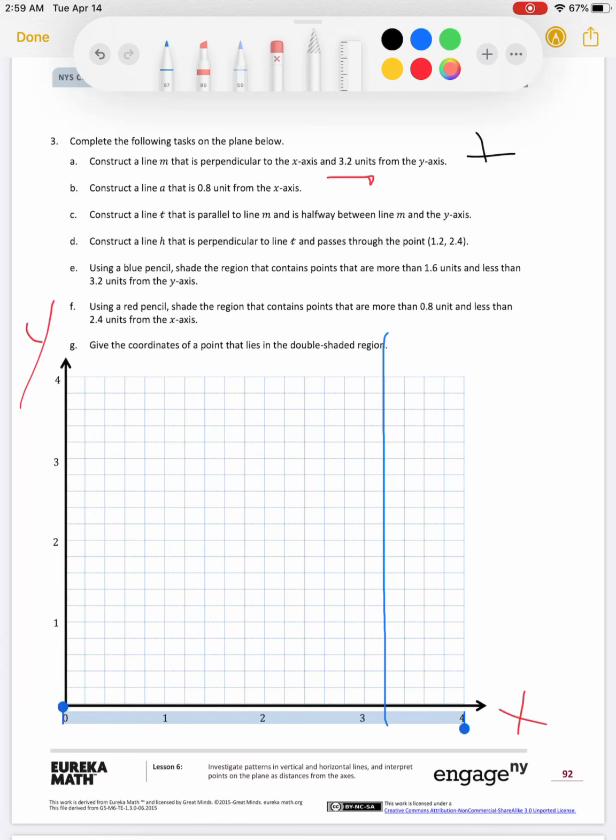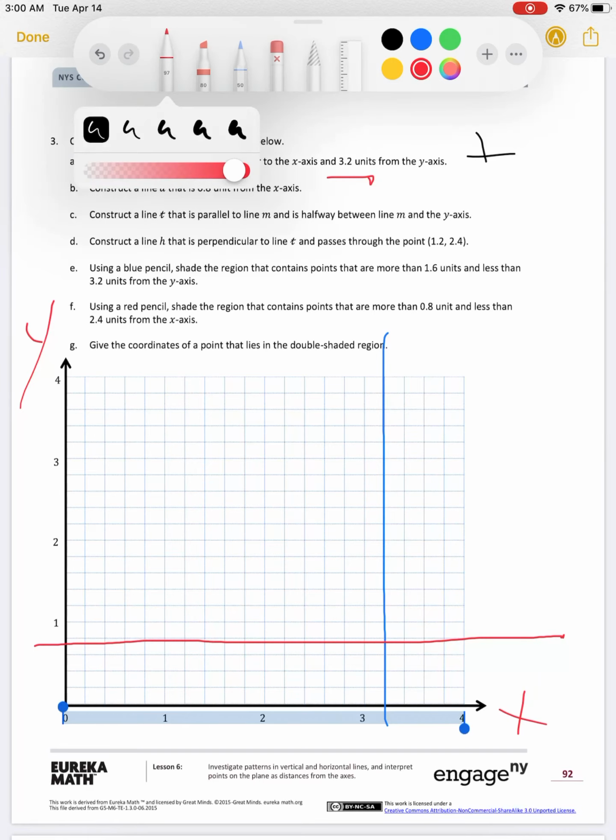So let me grab a different color. And you all do the same on your papers. And I'll construct that line straight across. Okay, and they didn't give us a name for those lines, so maybe we'll use them in a little bit. Let's look at C. Construct a line that looks like a T that is parallel to line M. Oh, they gave us a name for the red line earlier. This will be line M.